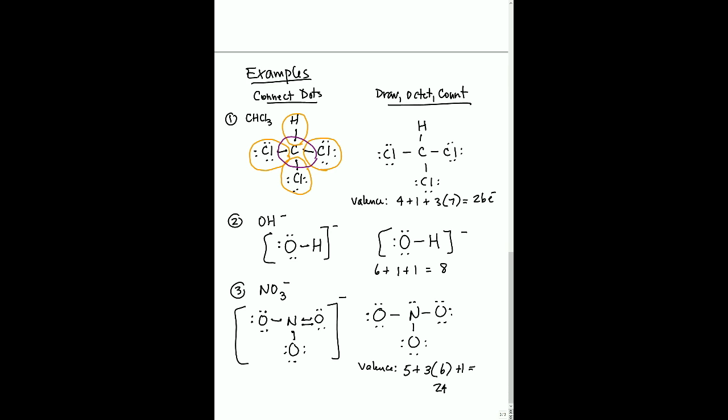In this case, we have 2 extra electrons. We need 1 double bond. So we're going to erase 4 electrons. I've erased 4, and I'm going to put back 2. And then I end up with the same answer. And then that picture has 24 electrons. And that's it.